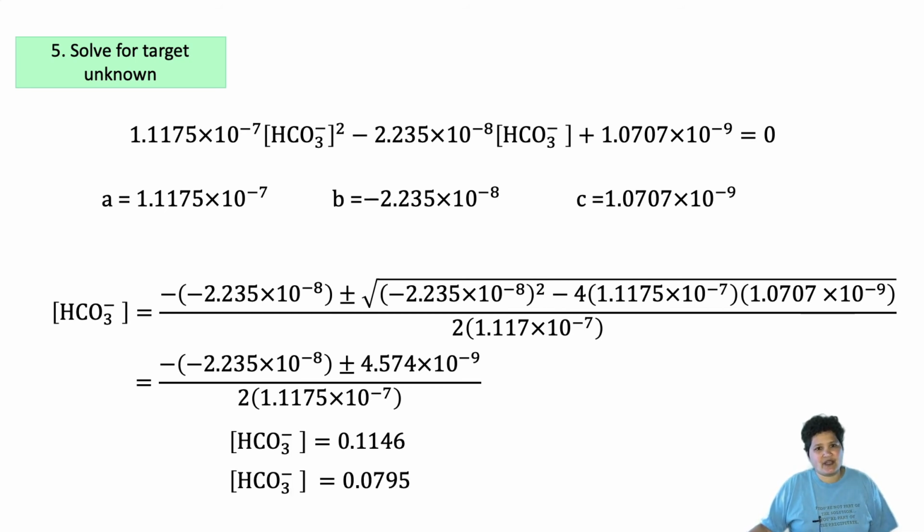0.1146 and 0.0795. Now, both of these are positive. We can't eliminate one for being negative here. So how do we know which one is correct? Remember, the initial concentration of bicarbonate was only 0.1 molar. It can't be more than 0.1 molar because where would that have come from? So it's going to have to be this one. It's going to have to be the 0.0795.